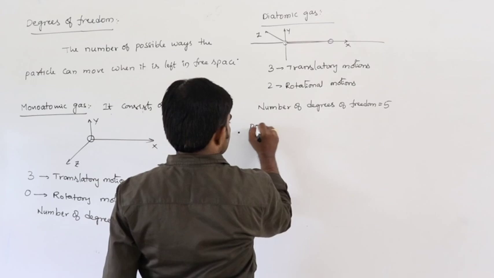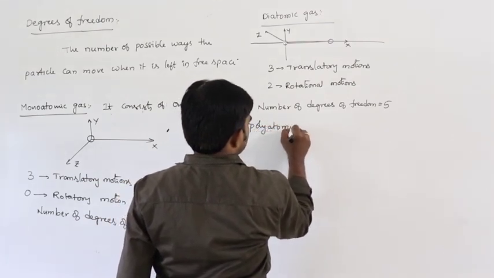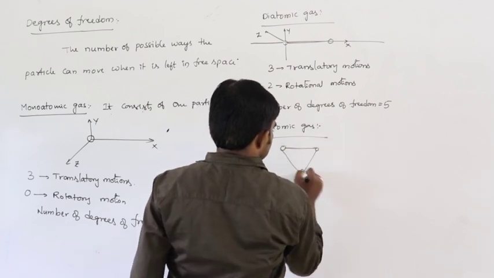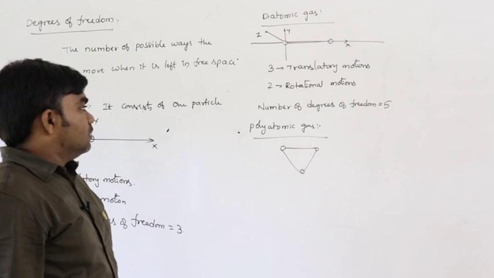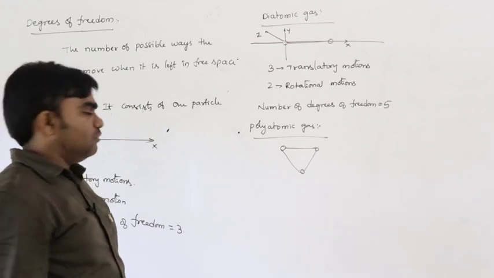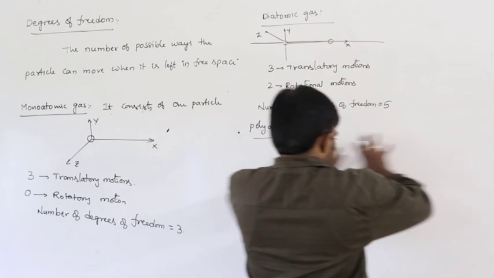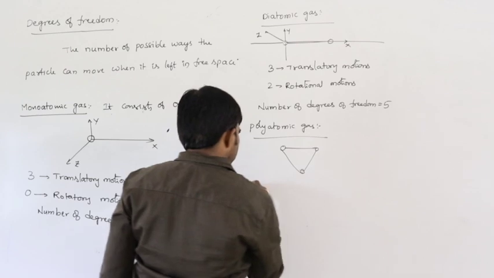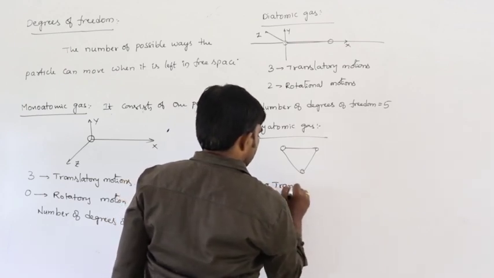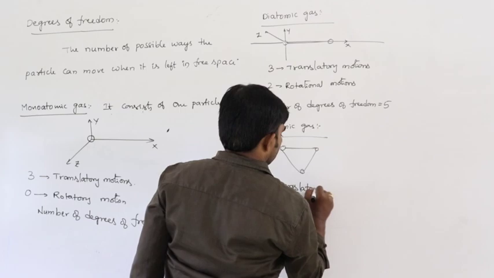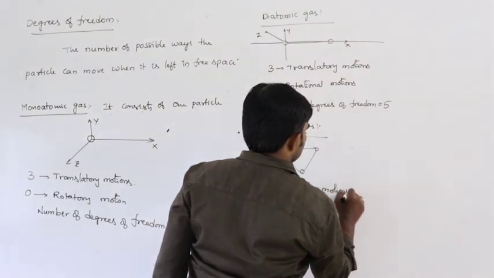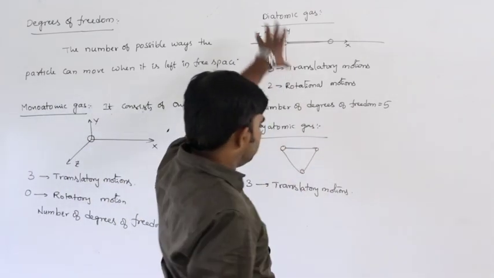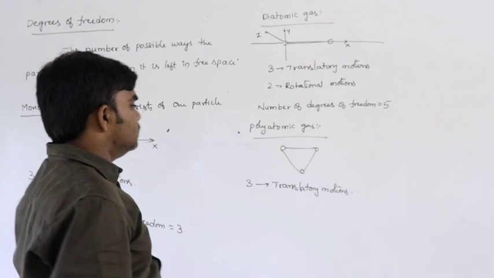Next, polyatomic gas, more than 2 atoms. Let us say I am considering 3 molecules, like this. Polyatomic or triatomic, whatever it is. This system may move along the x-axis, the y-axis or the z-axis. So definitely 3 translatory motions, no doubt about that, because the system may move along the x-axis, y-axis or z-axis.